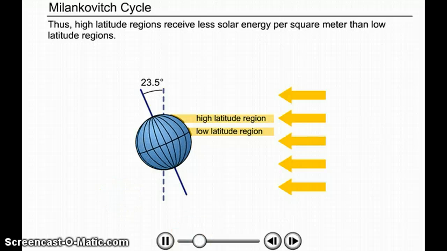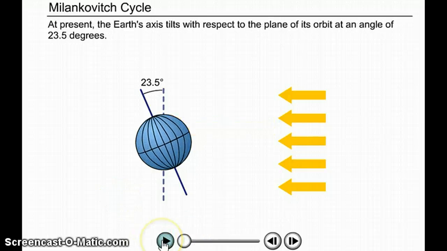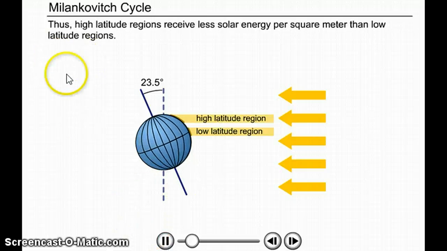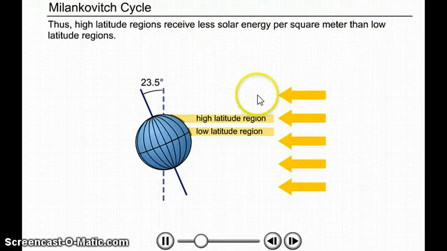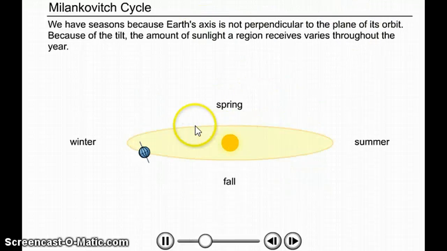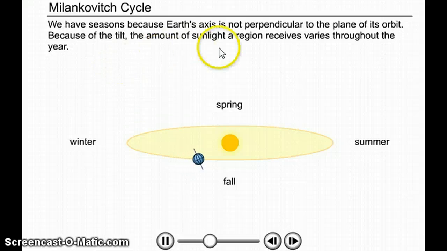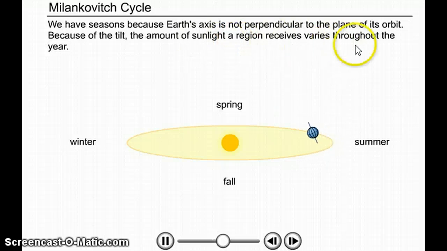Let me reset that. So at present, Earth's axis tilts with respect to the plane of its orbit at 23.5 degrees. So we know this much. And as we change throughout the course of the year, the high latitude regions receive less solar energy than low latitude regions based on the directness of sunlight. So we have seasons because the axial tilt is not perpendicular to the plane of orbit. And because of this, the amount of sunlight received in an area varies throughout the year.